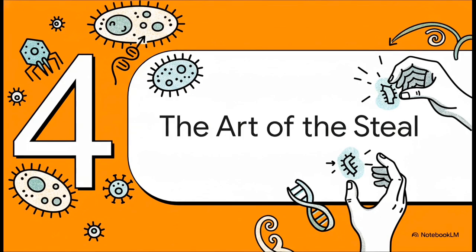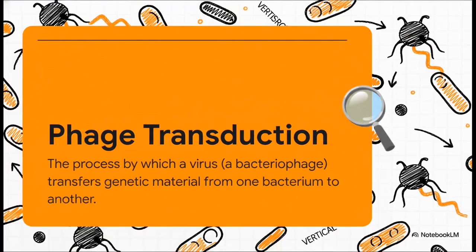So this whole process leads us to the really profound evolutionary strategy that's going on here. You could really call it the art of the steal. Now, the proper scientific term for this is phage transduction, and it's a perfect example of something called horizontal gene transfer. Normally we think of genes being passed down from parent to child, right? That's vertical. But bacteria can pass genes sideways to their neighbors, and in this case, they use a virus as the delivery truck. It's an incredibly powerful way for them to pick up brand new traits almost instantly.